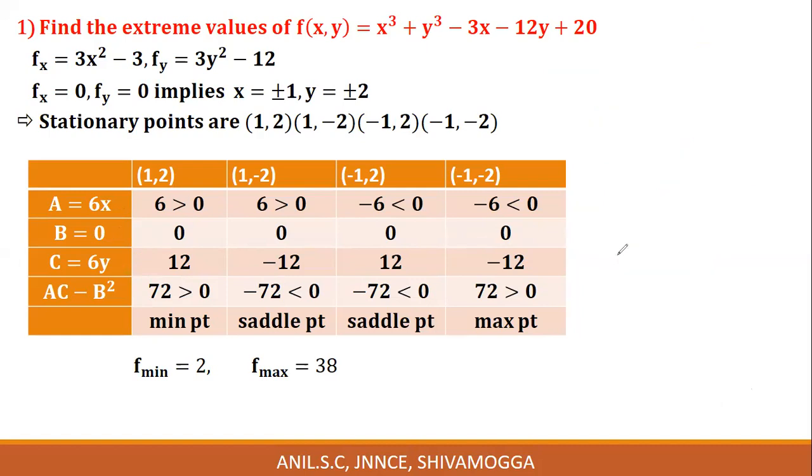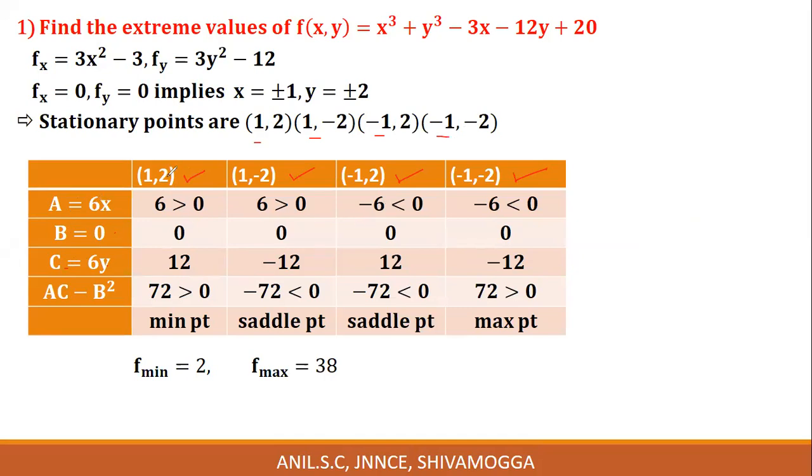A is equal to 6x, b is equal to 0, and c is equal to 6y. We construct a table like this, and horizontally tabulate the stationary points 1, 2, 1, minus 2, minus 1, 2, and minus 1, minus 2. Now let's find the nature of these 4 points.